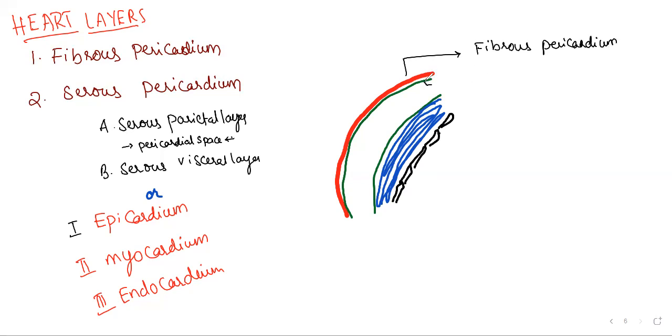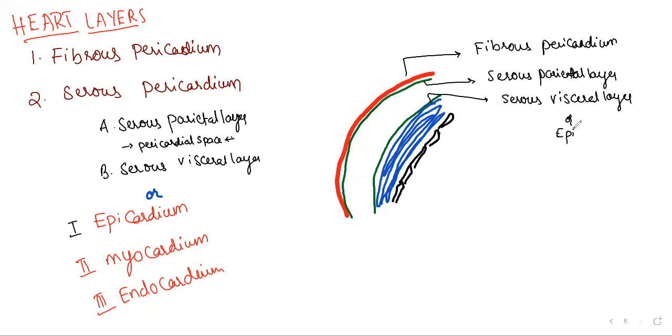Okay, then what is this green one? The serous parietal layer. Next, another green one: the serous visceral layer, which is also called the epicardium. Next, what is the muscle layer? Myocardium. We can say cardiac muscles, whatever the so-called cardiac muscle, that is the myocardium only.